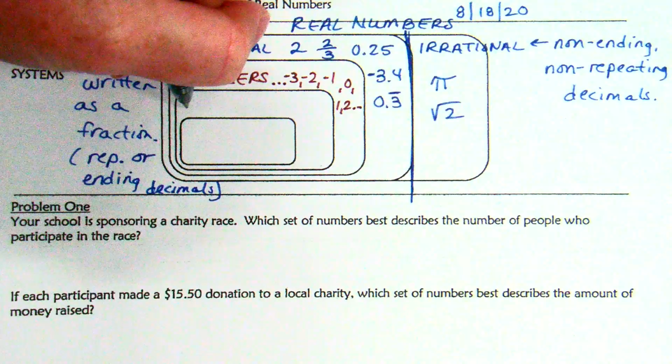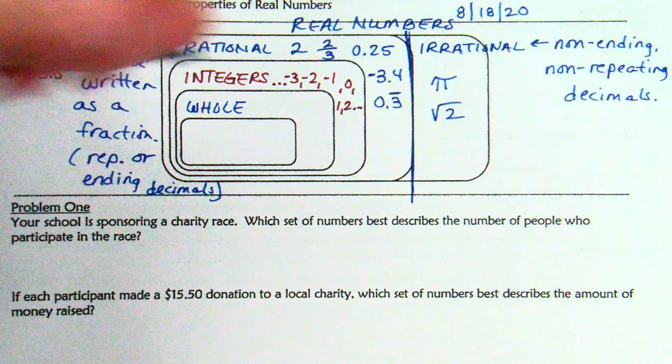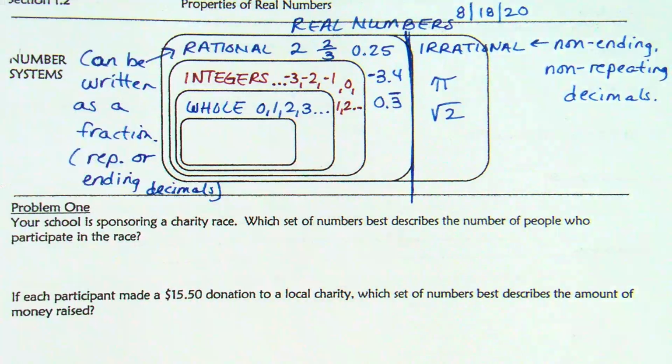Okay, next subcategory of integers, whole numbers. What about whole numbers? They're going to be whole. Which part of integers do they not include? Right, they can't be negative. Whole numbers are just the positive, and whole numbers start at 0. Okay, so whole numbers start at 0. So 0, 1, 2, 3, so on and so forth.